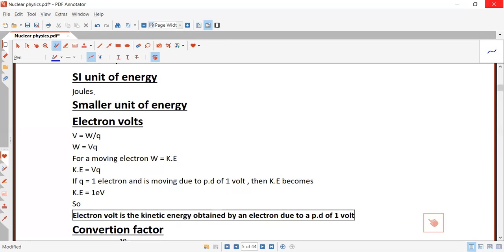The SI unit of energy is the joule. The smaller unit is the electron volt.